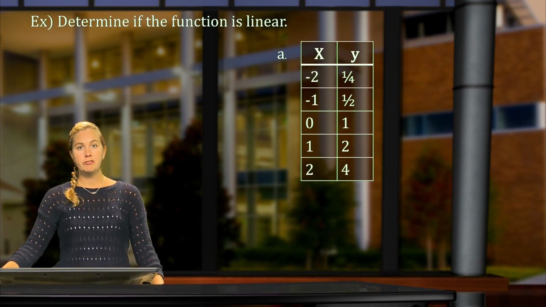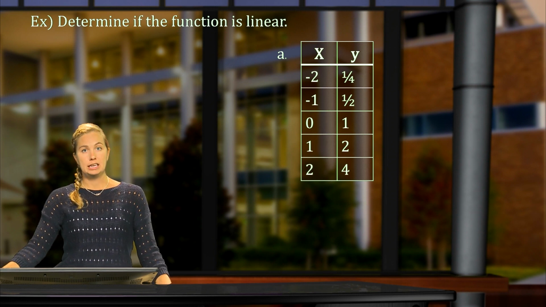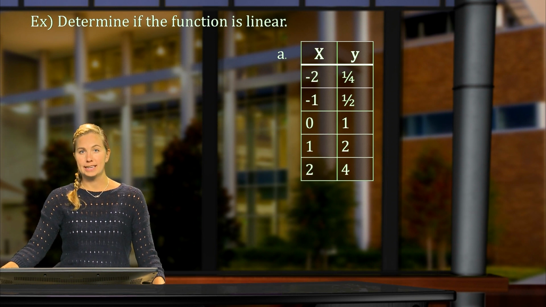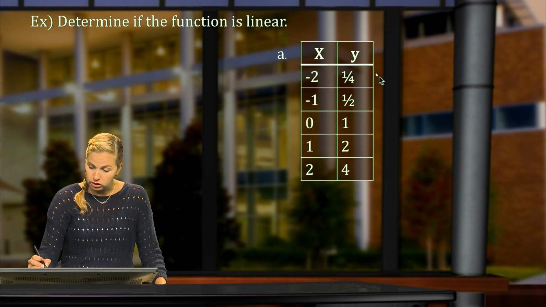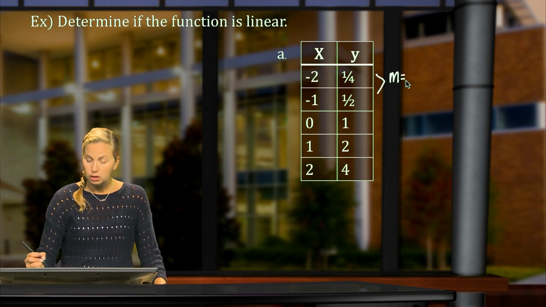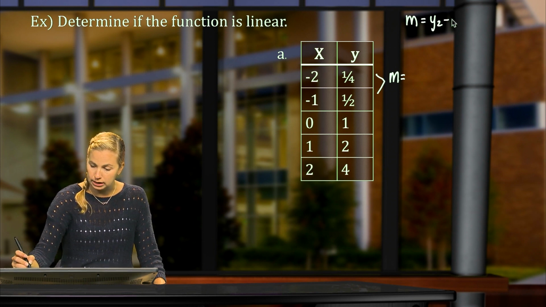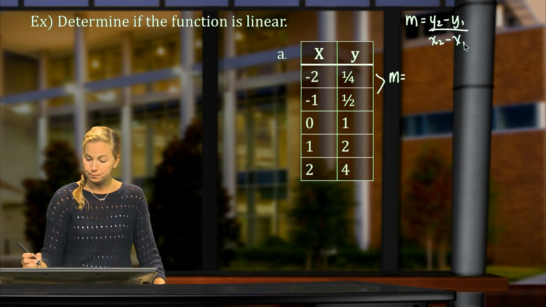So we have a table of values, and we want to determine whether or not this data set is a linear function. We can do that by graphing, but graphing takes quite a bit of time. So what we're going to do is investigate the slopes. First, I want to find the slope between the first 2 points. The slope formula, we'll write this up here, remember, is y2 minus y1 over x2 minus x1.